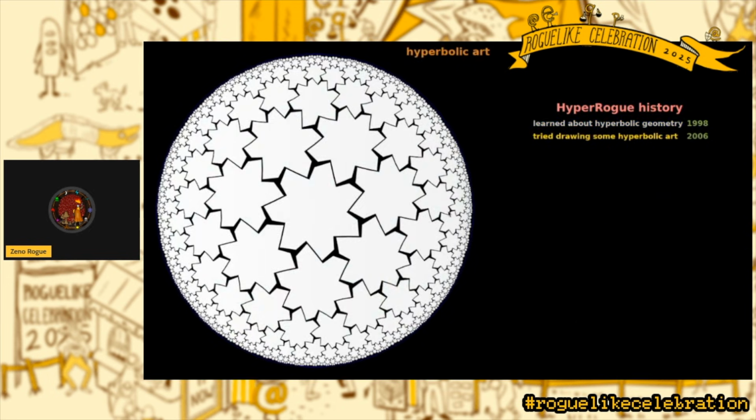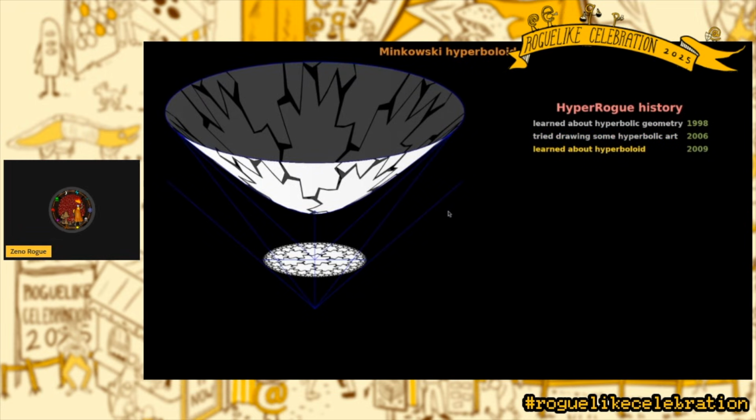Then I tried drawing some hyperbolic art. It looks a bit like this, not exactly what I'm showing on the screen, but similar. It was quite complicated. Then I learned some fun stuff. So I learned about the hyperboloid model. This is a very nice model for doing hyperbolic geometry on a computer. It is quite similar to what you would do for spherical geometry. Also, if you are building a 3D engine for Euclidean geometry, it is quite similar in idea, with homogeneous coordinates and so on.